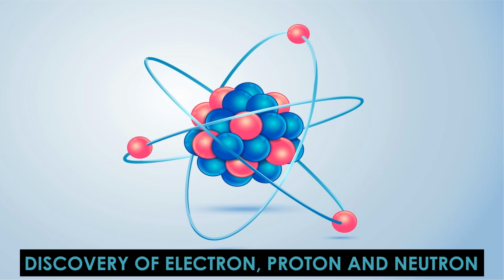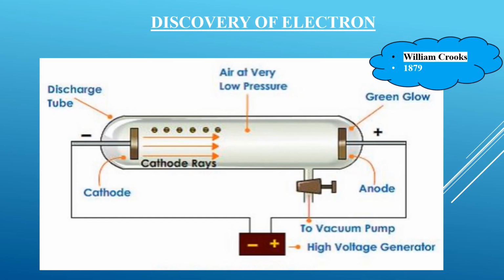Electron, proton and neutron, as we already know, are the fundamental particles of an atom. Any atom must carry these electrons, protons and neutrons. And the agenda of today's video is to discuss how electrons, protons and neutrons were discovered. So first of all, we are going to talk about the discovery of the electron.